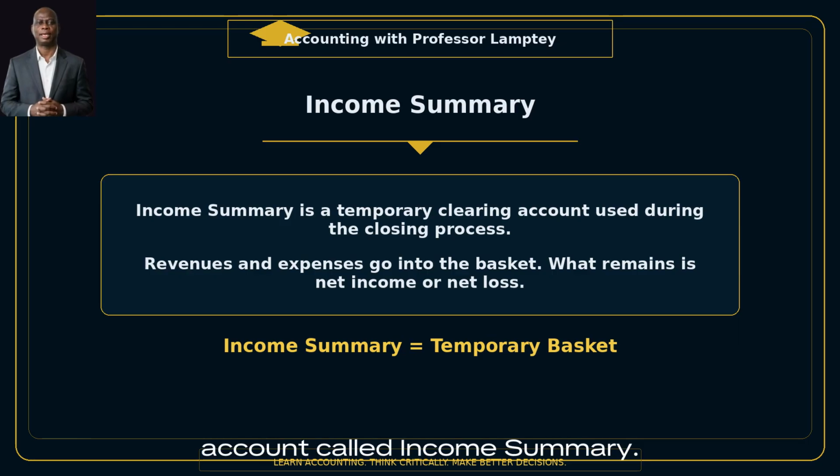Many textbooks use an account called income summary. Income summary is a temporary clearing account used during the closing process. Think of income summary like a basket. At the end of the period, we place revenues into the basket. Then we place expenses into the basket. What remains is net income or net loss.